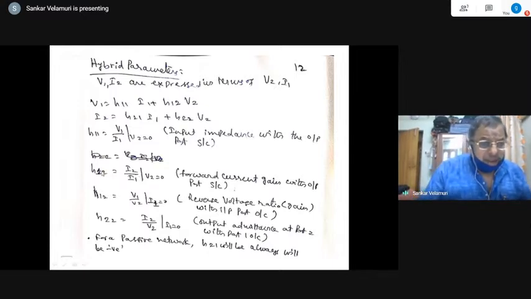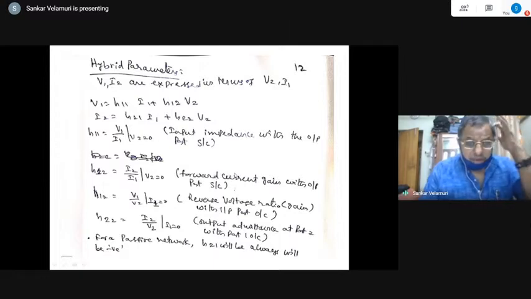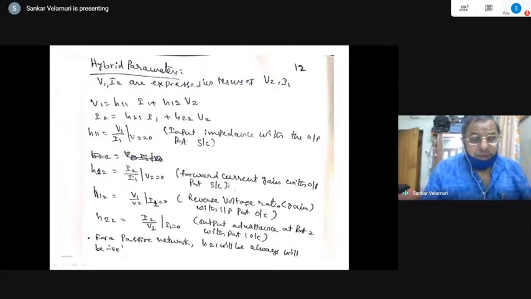Here, sorry, there is a small error. It should be H21, H21 is equal to I2 by I1. That is why it is called the forward current gain with output port short circuited. When input is excited at port 1, I2 is the current at the load end. I2 by I1 is the ratio of the output current divided by the input current. But the output current is by convention taken as into the port, but here it is away from it, so you will get a minus sign there. That is the meaning of it.